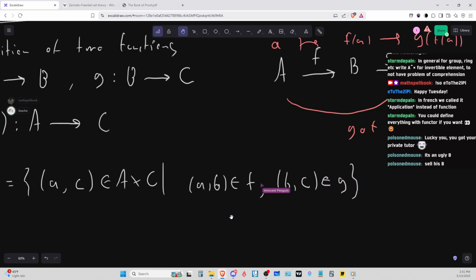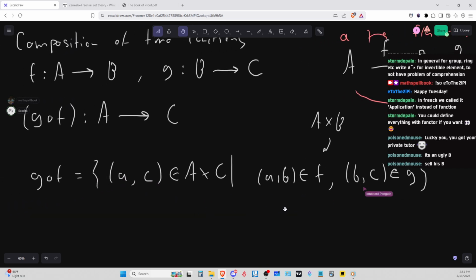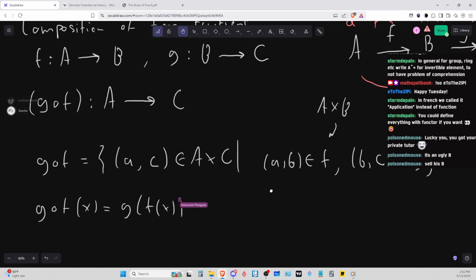I mean, here the notation is kind of weird because I'm treating F as a subset of A times B. Like in the formal definition, but usually nobody will write something like that, obviously. So usually people will just say G after F is, you take some X and you define it as something like that.